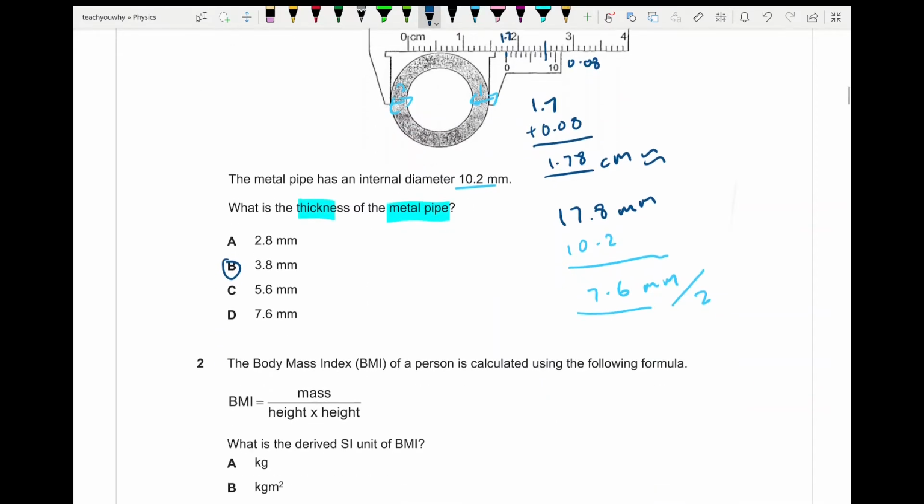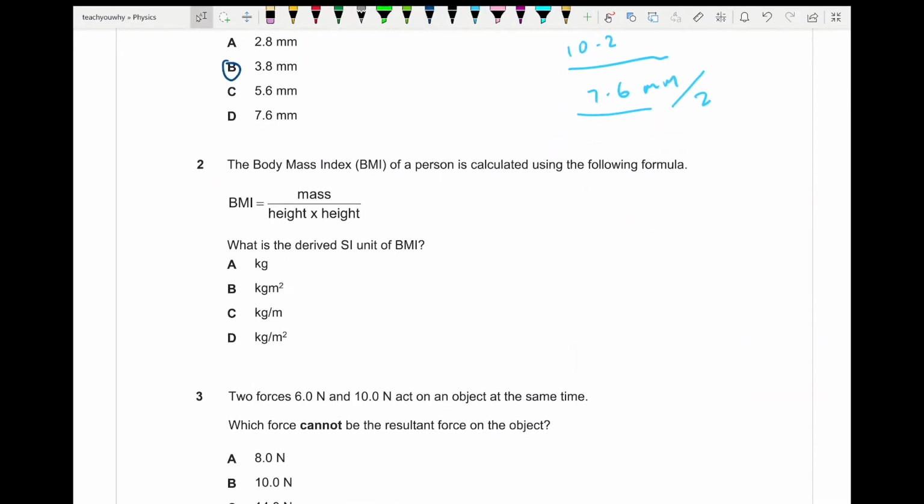B. Okay, body mass index of a person is calculated using the following formula: mass over height over height. So how do we find the SI unit? I will just show you what I'll do. You write down the SI unit for mass over height, where the SI unit for height is meter times meter. And then what you get is kg m^-2, or you can rewrite this as kg per meter squared.